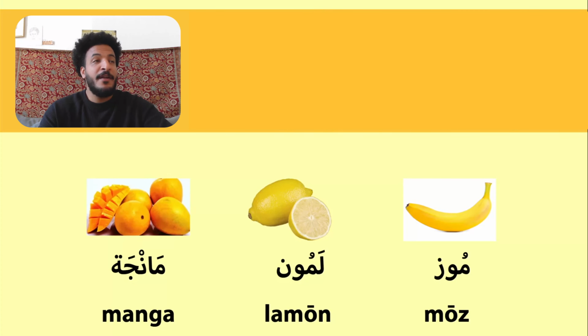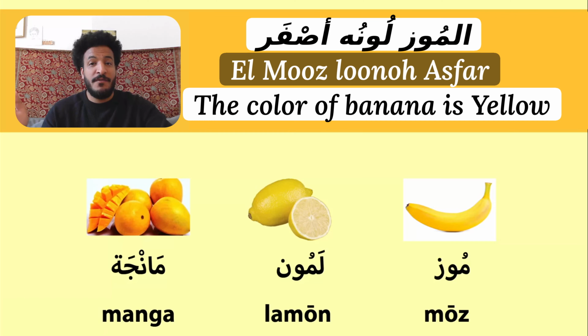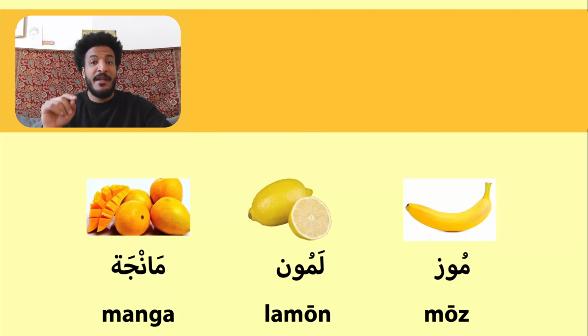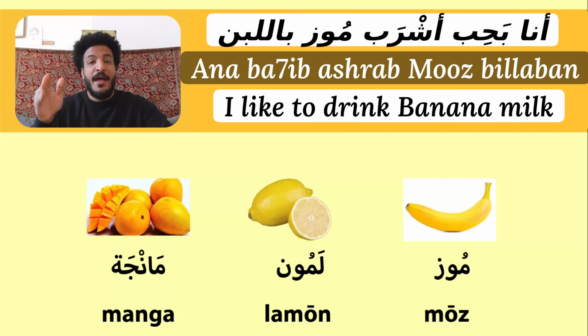So to say the color of banana is yellow, we would say الموز لونه أصفر. And to say, I like to drink banana with milk, which is a famous drink in the local cafes in Egypt. أنا بحب أشرب موز باللبن.